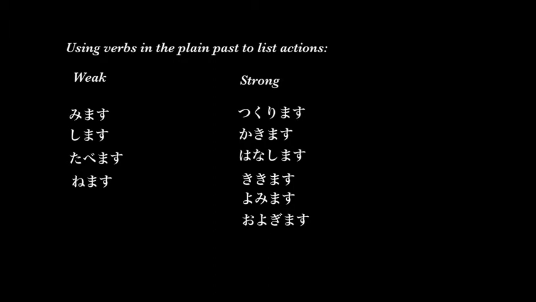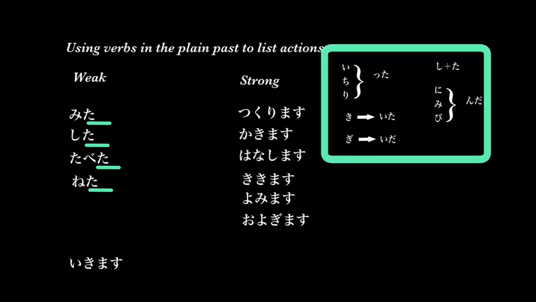Ikimasu is a verb that has a different way of changing, so we'll keep that separate. And that gives us our list of verbs we'll use this lesson. For weak verbs, we simply take off the mas and add ta. You can review this by watching the plain past video if you need to. Mimasu becomes mita, shimasu, shita, tabemasu, tabeta, nemasu, neta. Our strong verbs we have to change according to those rules we've used for te form and with plain past.